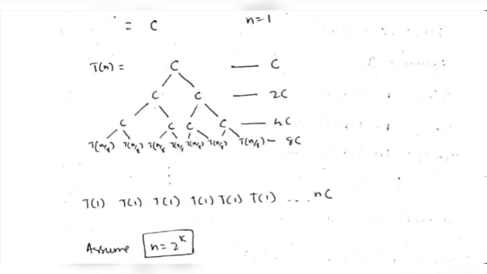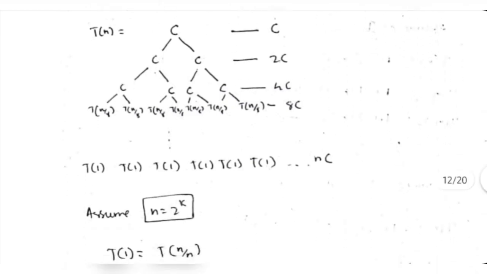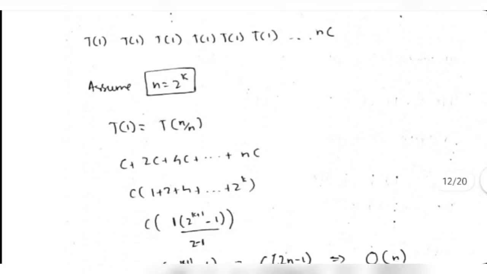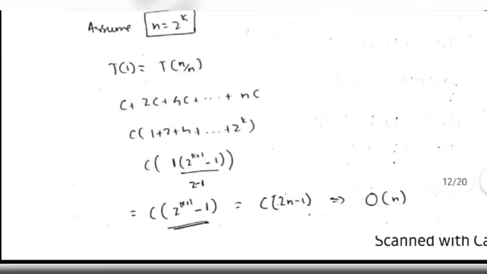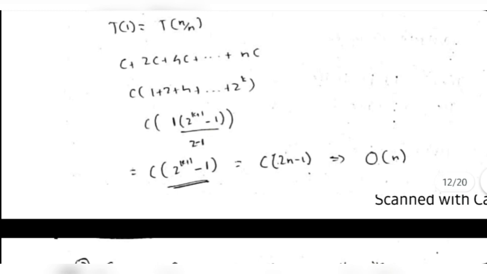Now the total time taken will be the sum of these factors. So what will be the total sum? c plus 2c plus 4c till nc. This is nothing but the geometric progression, and when we apply the formula of geometric progression, we'll get the value as c into 2n minus 1.